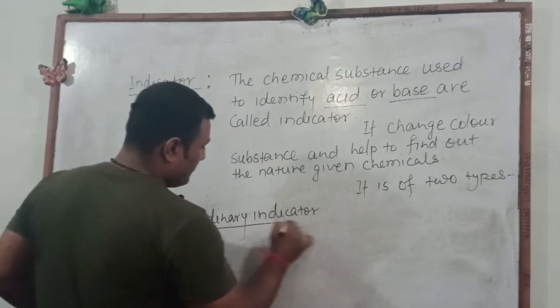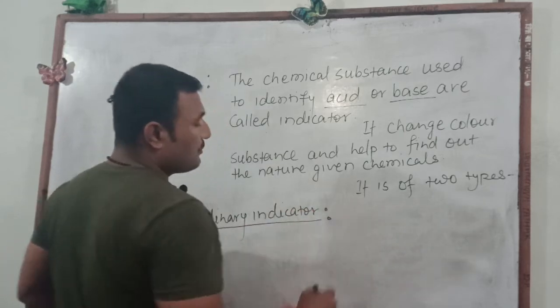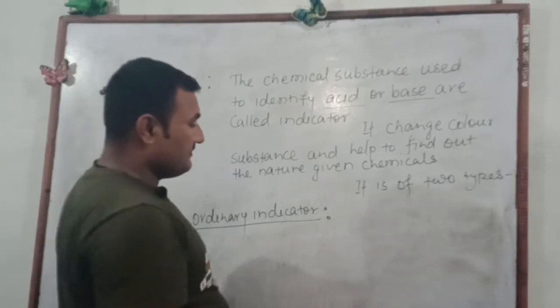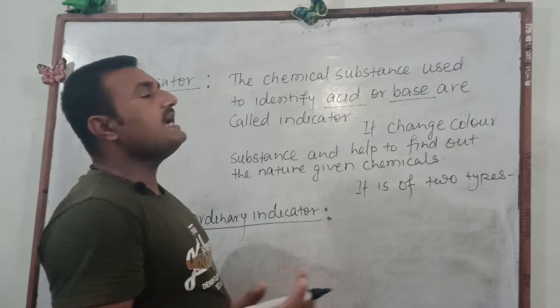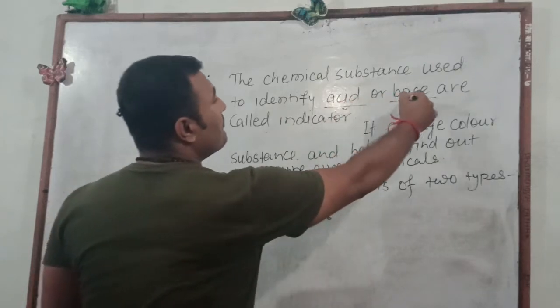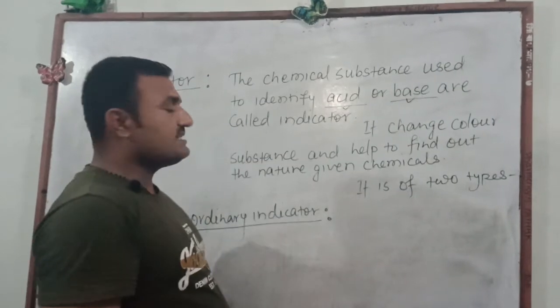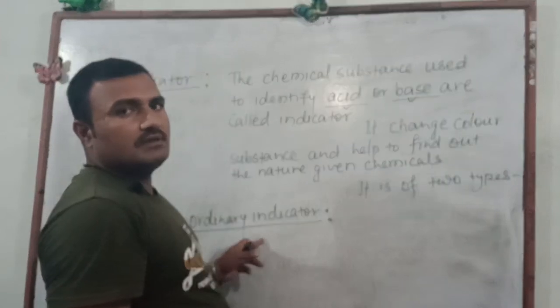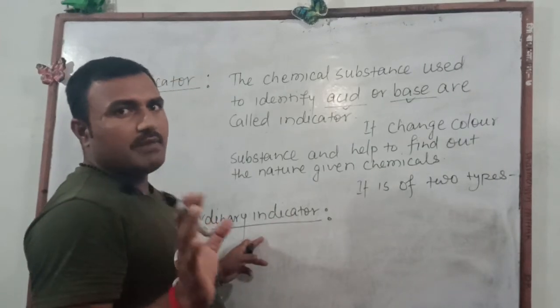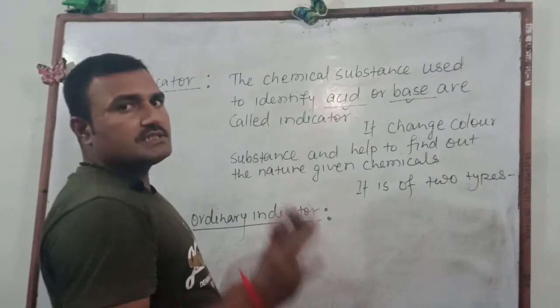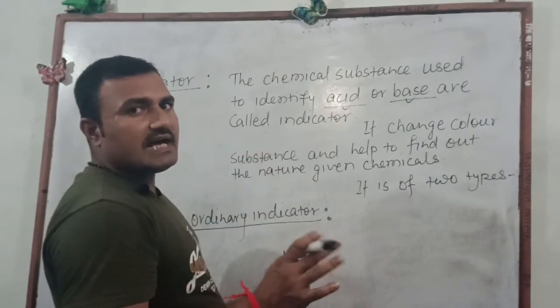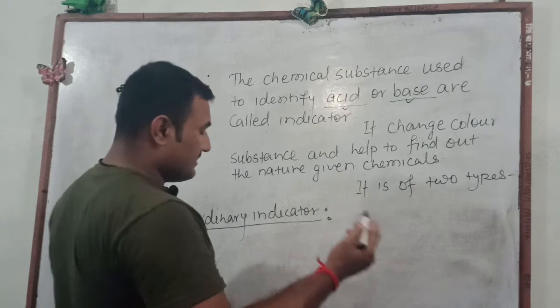Listen. Ordinary indicator means साधारण सूचक पदार्थ. That type of indicator which only identifies acid or base, Acid र base मात्रै पत्ता लगाउँछ, could not explain the strength of acid or base. Such types of indicators are called ordinary indicators.